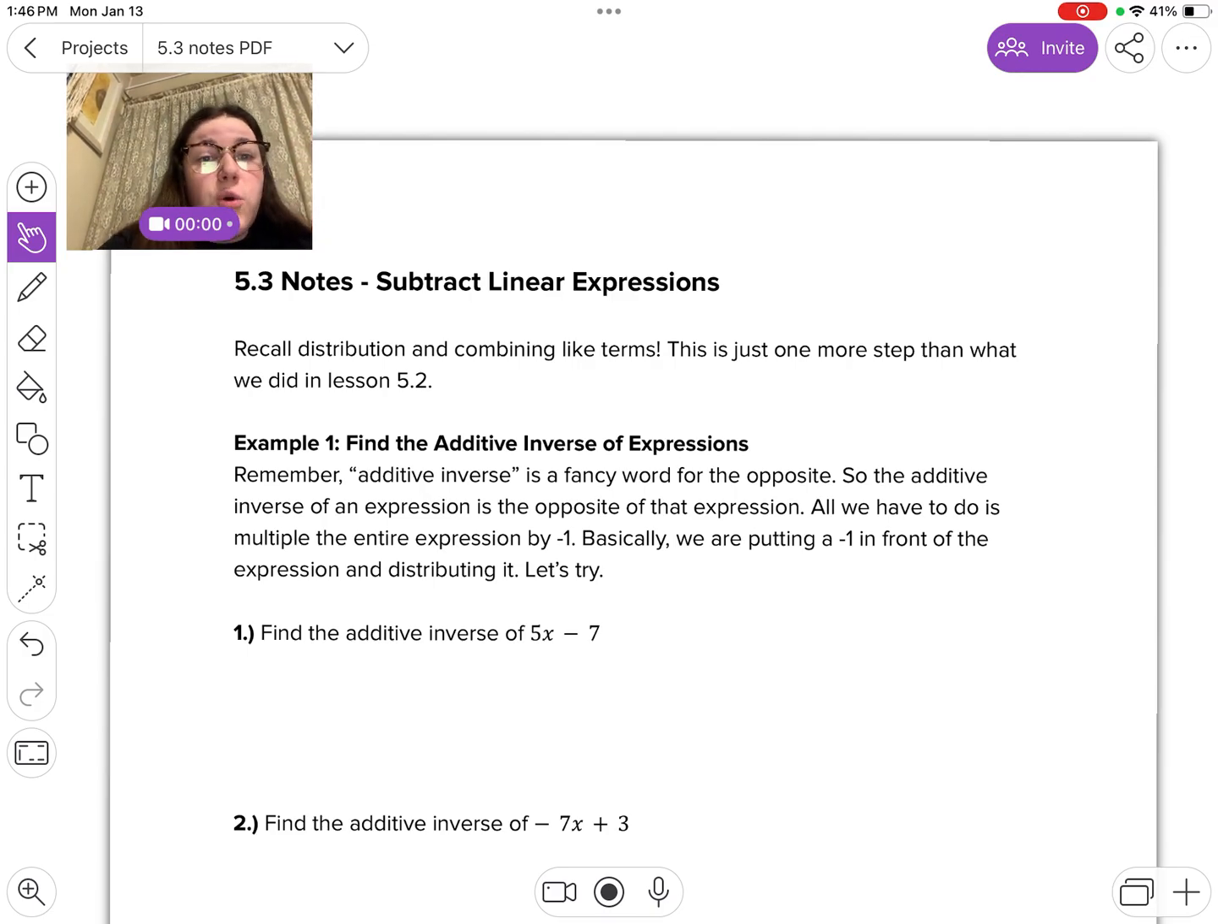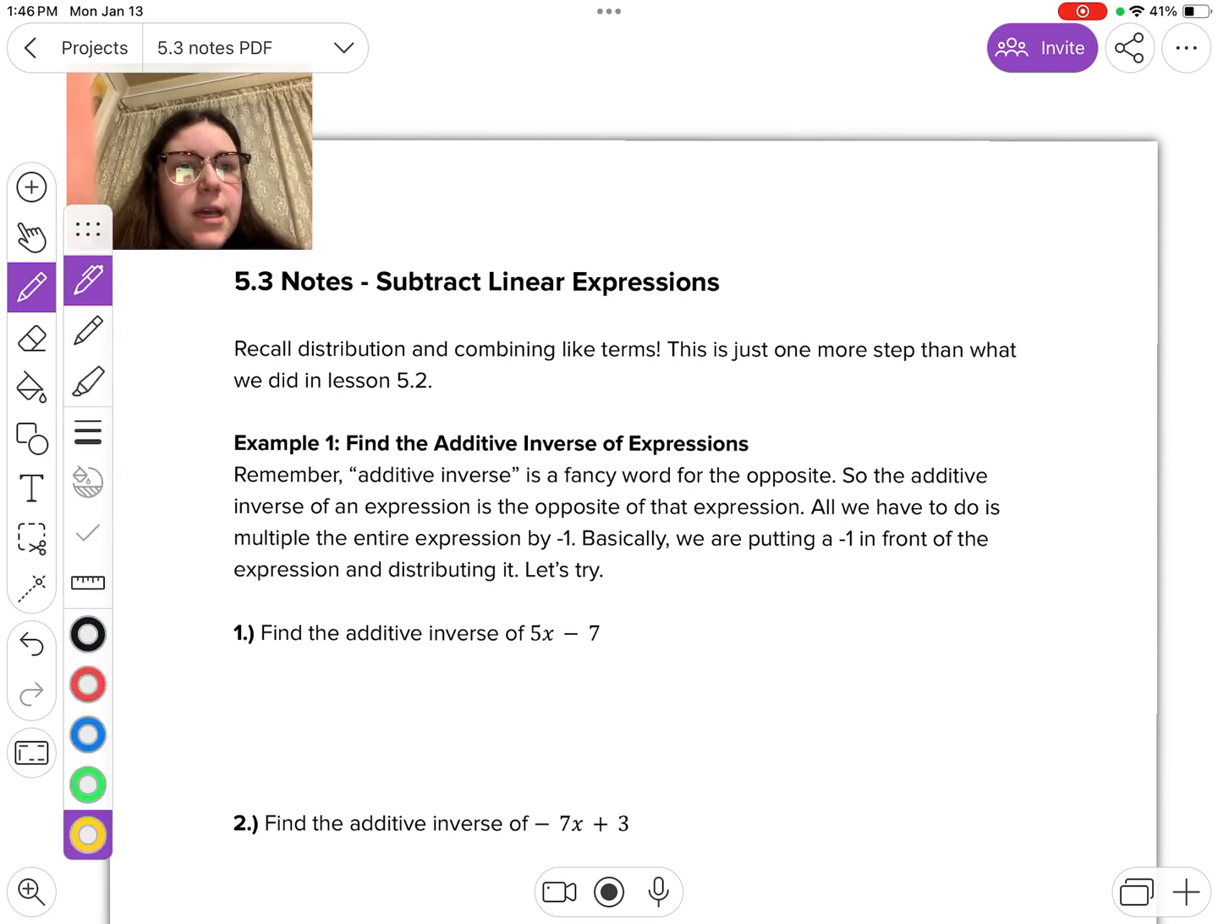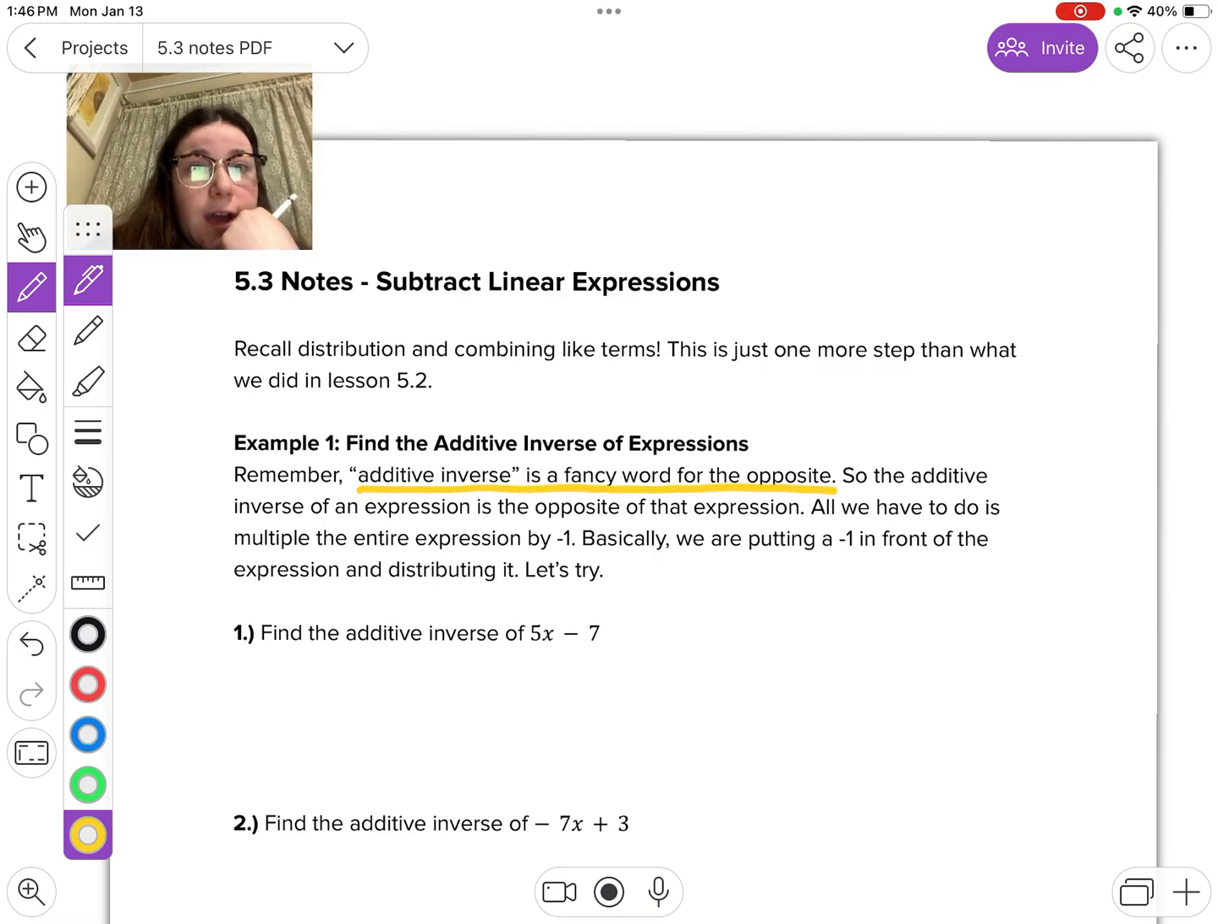So today's going to be kind of similar, but instead of adding, we are going to subtract. So what we have to do before we can do that is remember when we learned about additive inverses. We talked about this a lot in the first chapter we did this year and a lot in the first semester. So if we recall, additive inverse is simply just a fancy word for the opposite, right? Remember we talked about that?